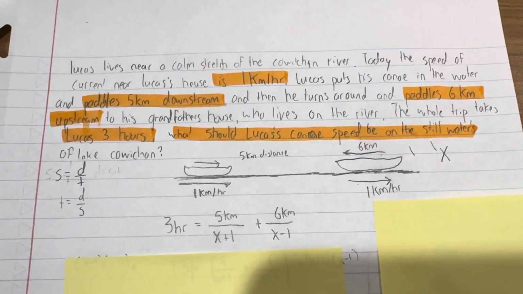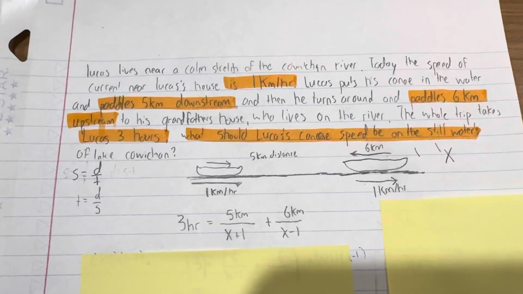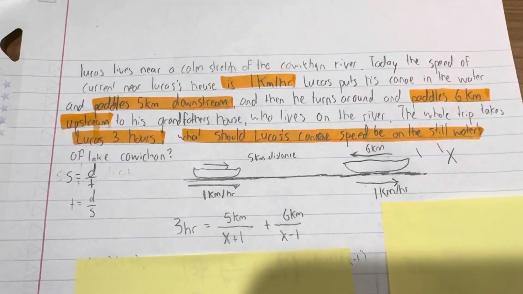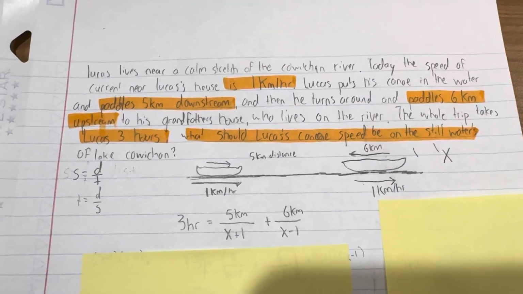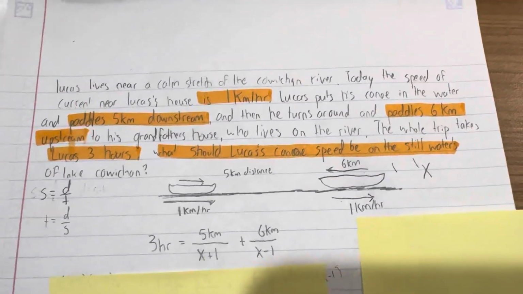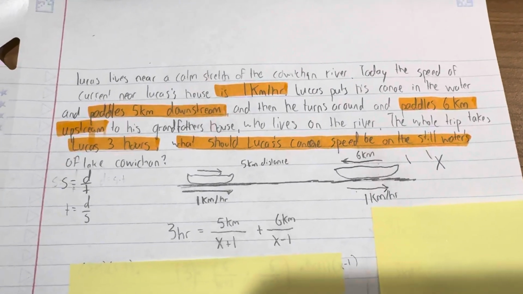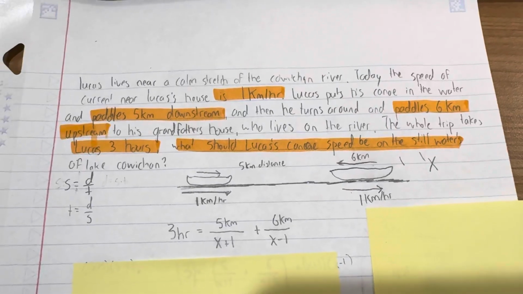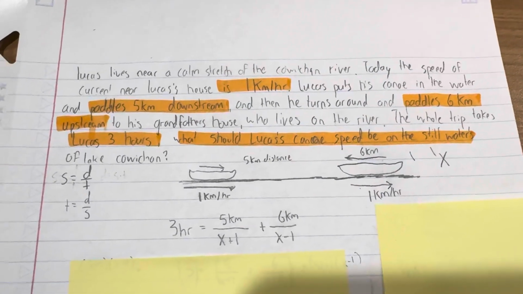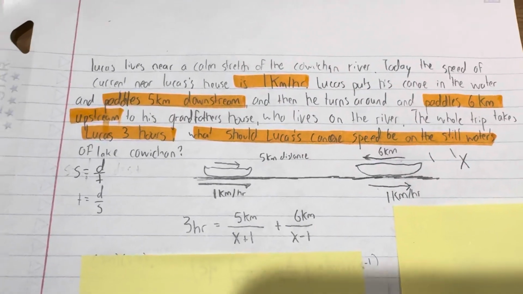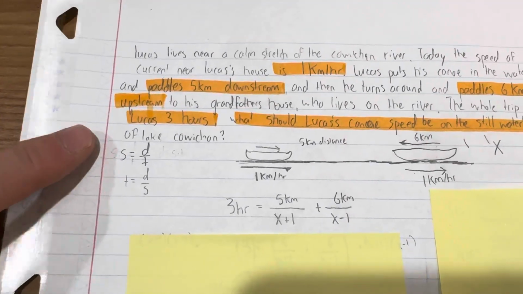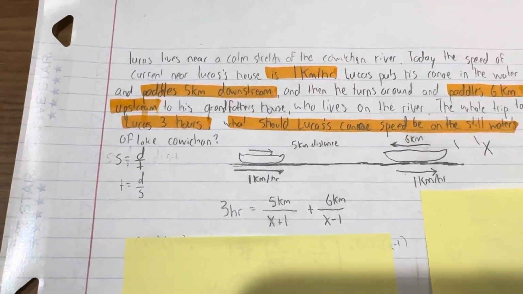So we know that when he's traveling downstream, the current is pushing him 1 kilometer an hour in addition to his current speed, which is unknown at this time. And then when he's traveling upstream, he has 1 kilometer per hour of current going against him. So what I've done here is I've taken our formula, speed equals distance over time, and I've changed it around for what we do know.